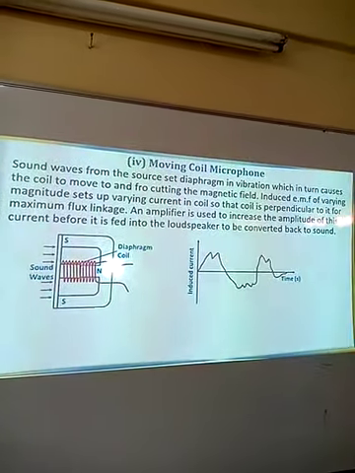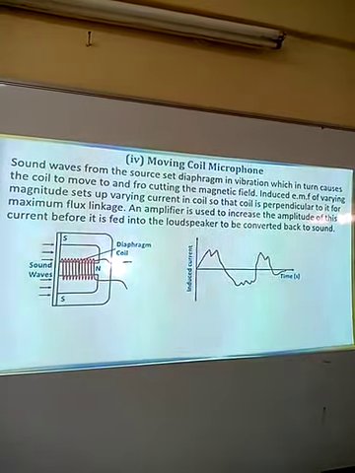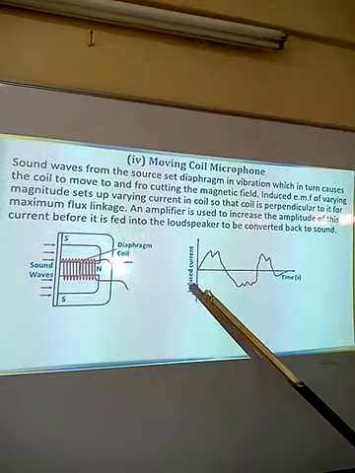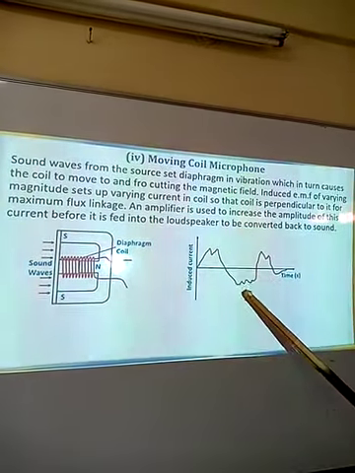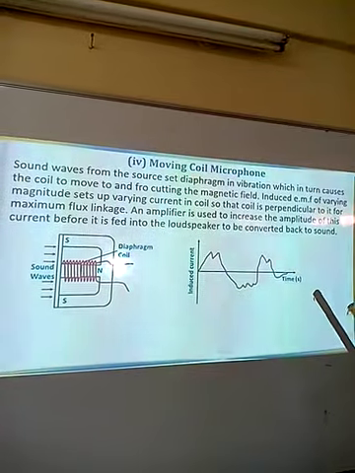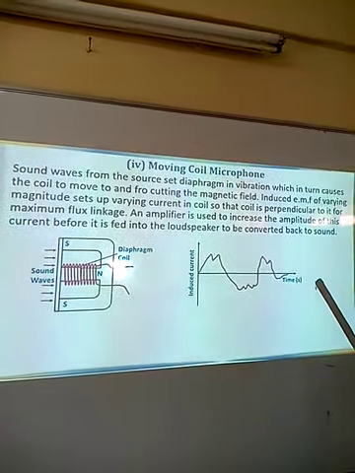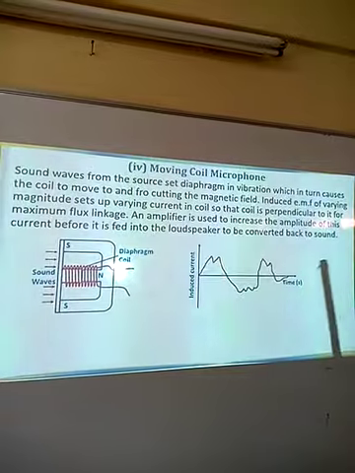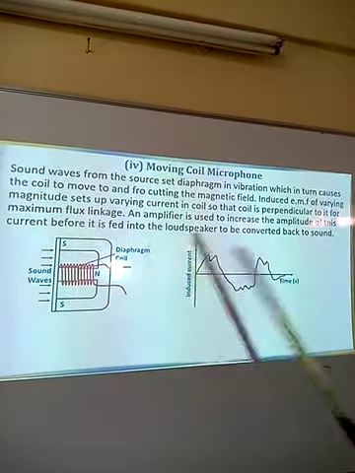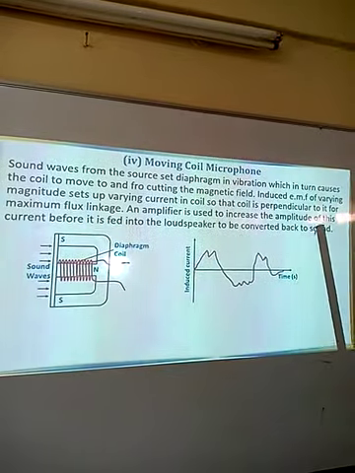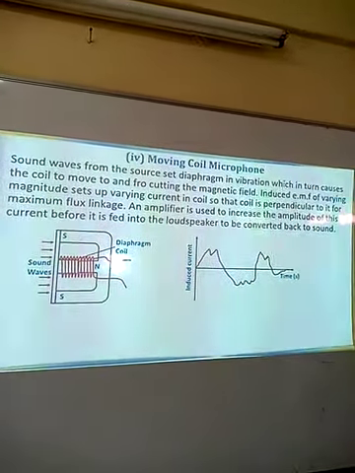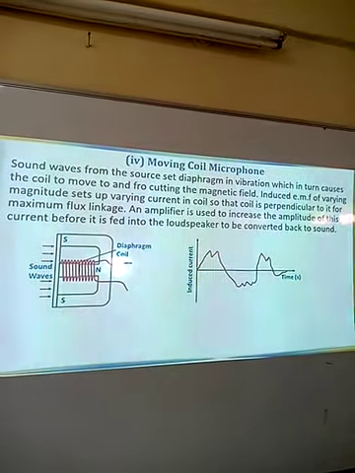This one is the graph indicating how the EMF or the current is being produced. As you can see, it's not very smooth, showing that the current produced is not constant. The reason is because the current depends on the strength of the sound waves, the intensity of the person using the microphone. So since the voice varies, the current produced within the circuit also varies as indicated on the diagram.